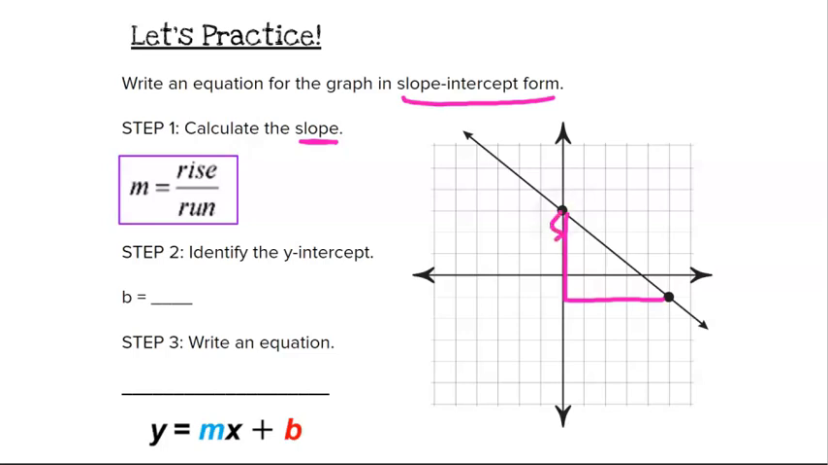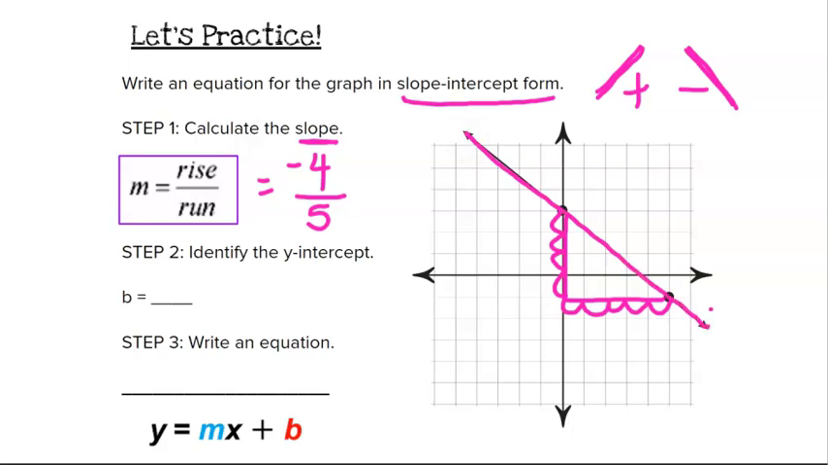So how much do we go down here? 4. And since I'm going down, I can say that that is going to be -4. And then how much do we go over? 1, 2, 3, 4, 5. And that was to the right, so it stays positive. We have -4/5 for our slope. We can also check it to make sure it's negative by comparing it to the positive and the negative graphs. This line does look negative, and it goes down from left to right, so it is a negative slope.